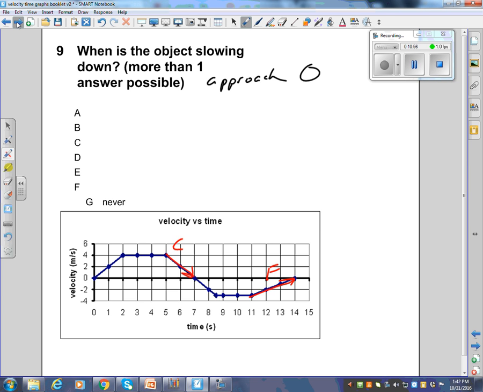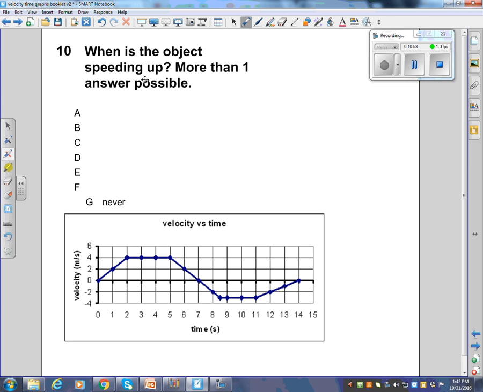I believe the next one is, when is it speeding up? Speeding up when you're moving away from 0. Where do we move away from 0? There and there. Away from 0. A and D.